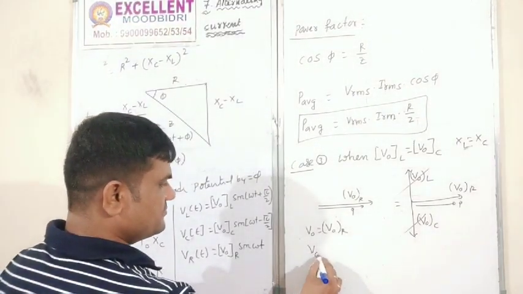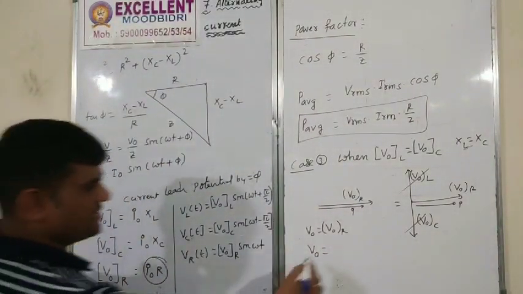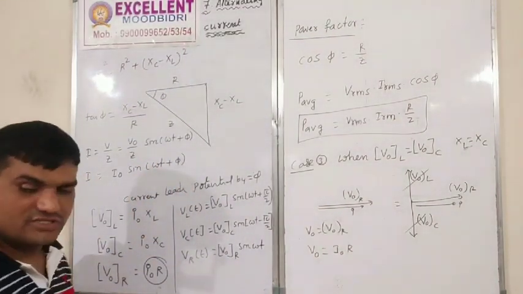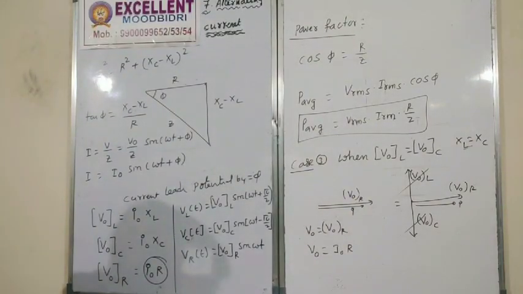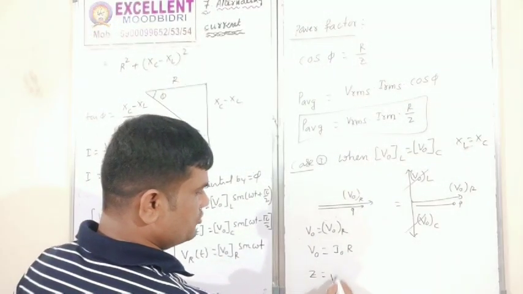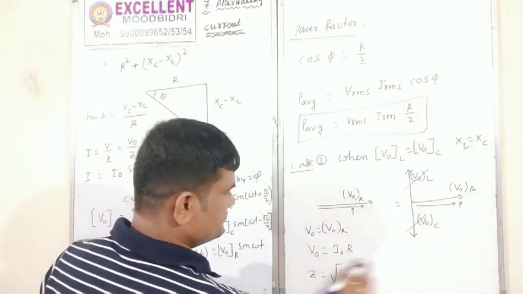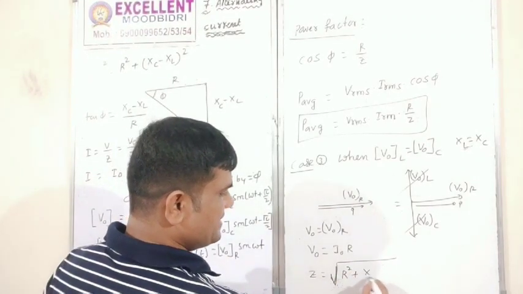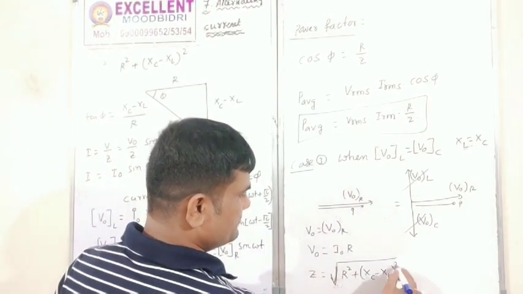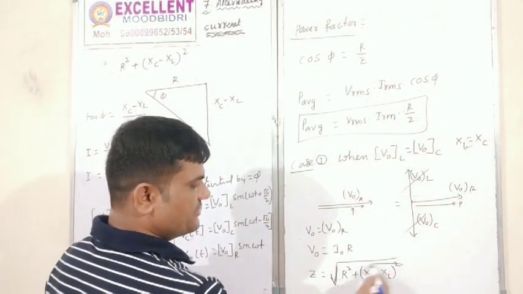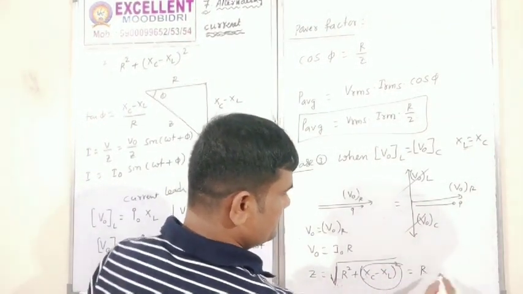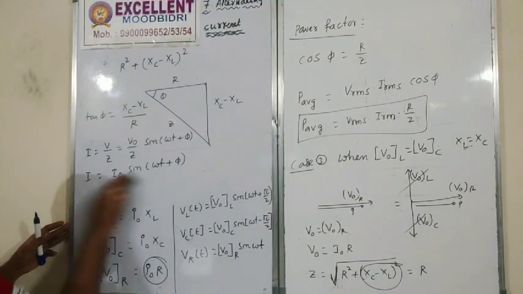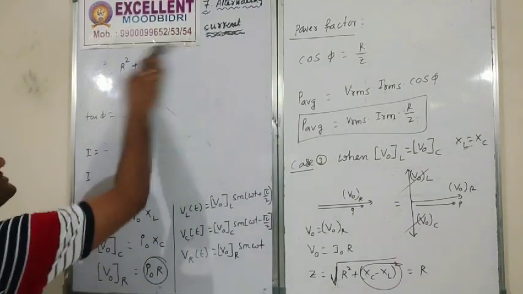What is V naught R? V naught R is equal to I naught into R. Therefore, Z is equal to how much? Z is equal to root over R square plus XC minus XL whole square. These two are equal, therefore 0. Therefore Z is equal to R. So current is equal to voltage divided by R.